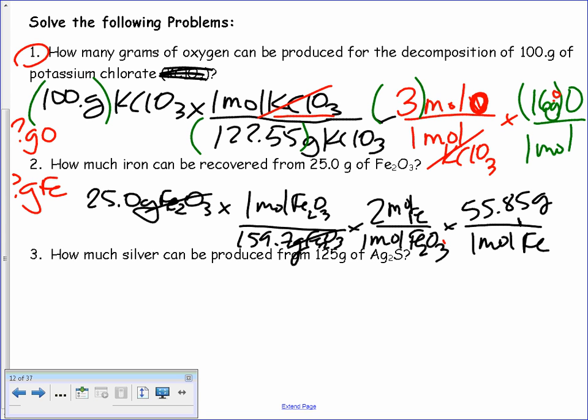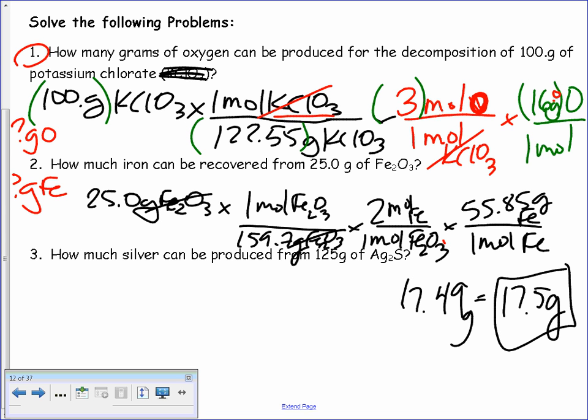And 55.85, where are you getting that? Periodic table, okay. So in your calculator, everybody, 25 divided by 159.7, times 2 times 55.85, and 17.48. 17.49. Oh no, we still got to round further. Okay, 17.5 grams of iron.